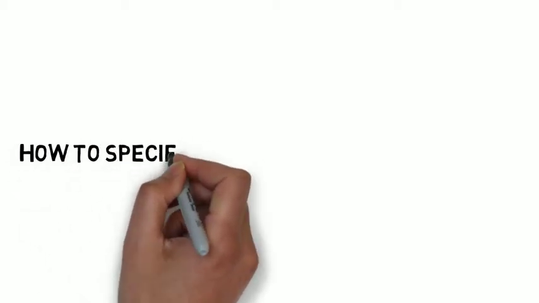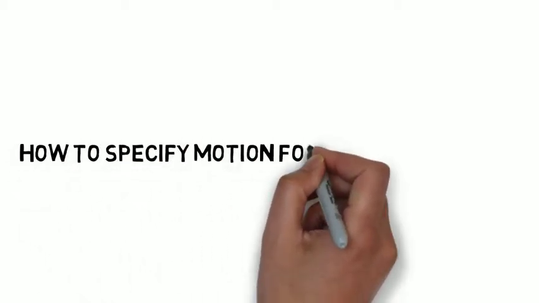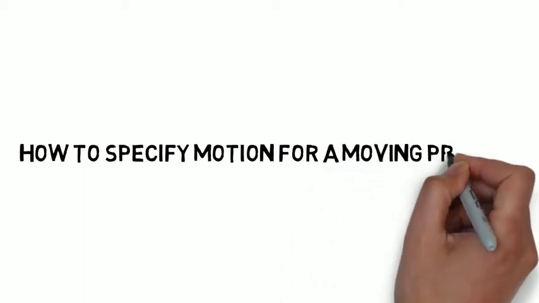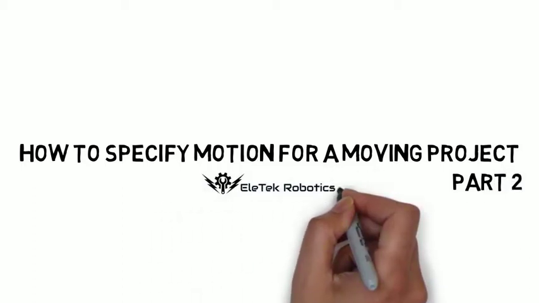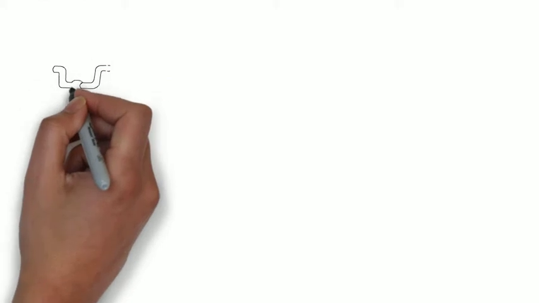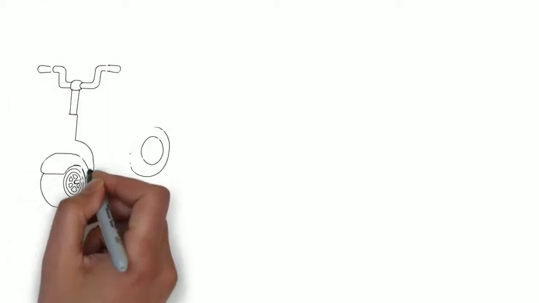Hello again. In my last video, I went over how to get motion requirements from your idea. Today, I'll be talking about the second part, how to specify motion for a moving project, part 2, or basically, how to match motion requirements to parts. Last time, we derived these motion requirements from a motorized scooter idea.